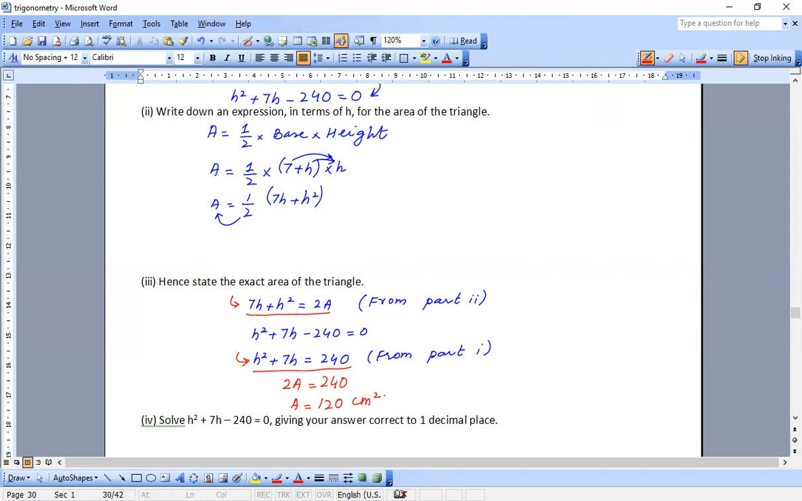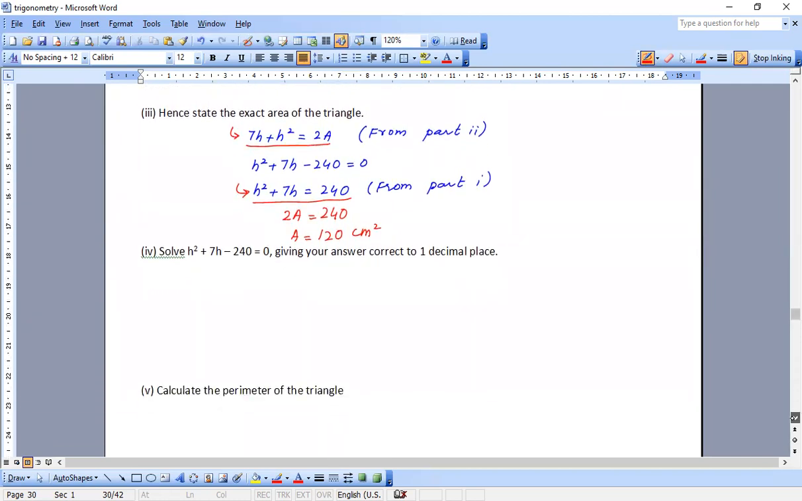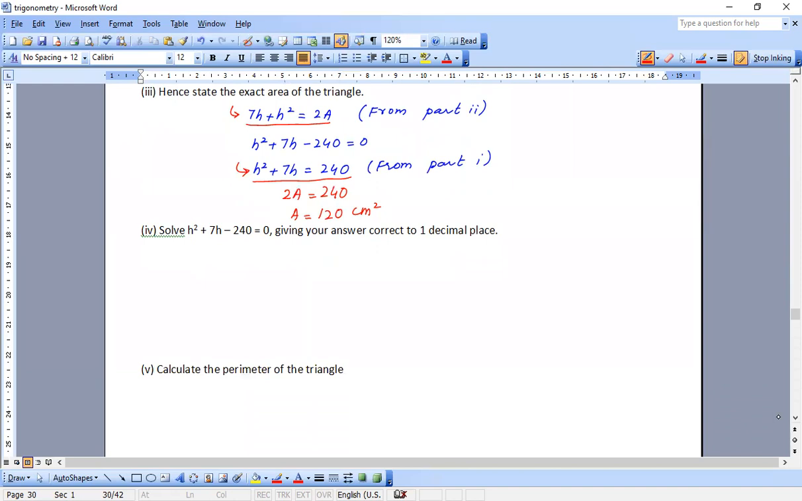We'll not be solving for the value of h and then finding out the area, at least for this part, because the solution is asked over here in part 4.